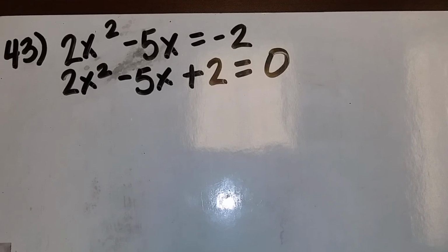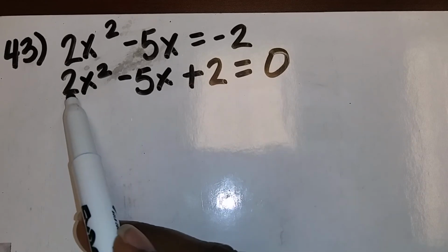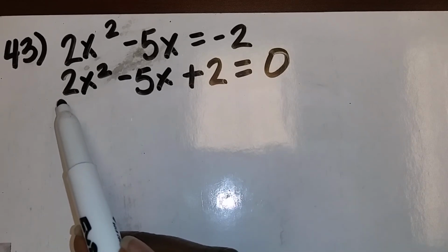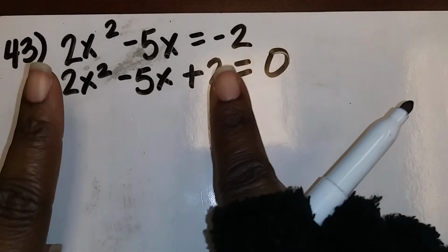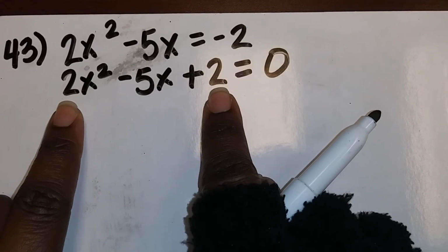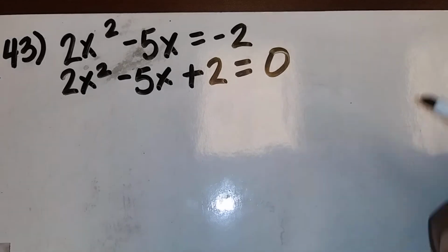Now right here, I have a trinomial and my leading coefficient is not positive 1. You can do the trial and error method. You can do the master product method. The master product method, I'm going to take my leading coefficient times my constant, which is 4.